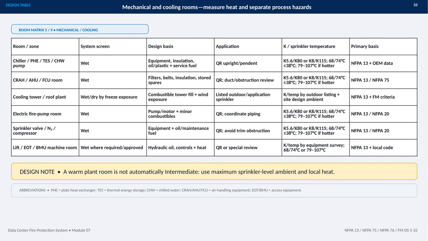The electric fire pump room, valve and compressor areas, and lift or access equipment machine rooms each require coordination with equipment layouts, piping, hydraulic oil, and local code requirements. Sprinkler temperature ratings must follow the maximum sprinkler level ambient and local heat sources. A warm plant room is not automatically an intermediate temperature classification. The listed abbreviations identify common equipment and access systems used throughout these rooms.